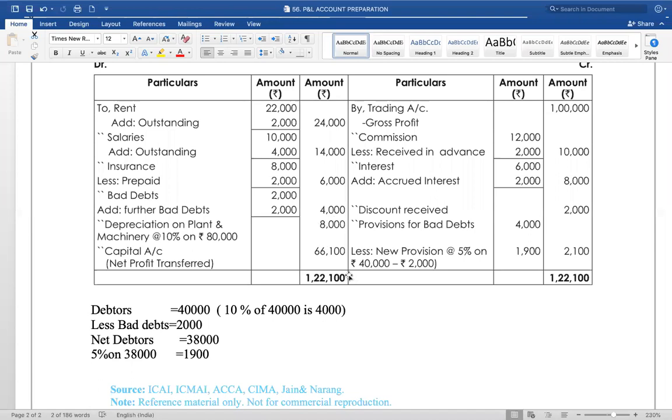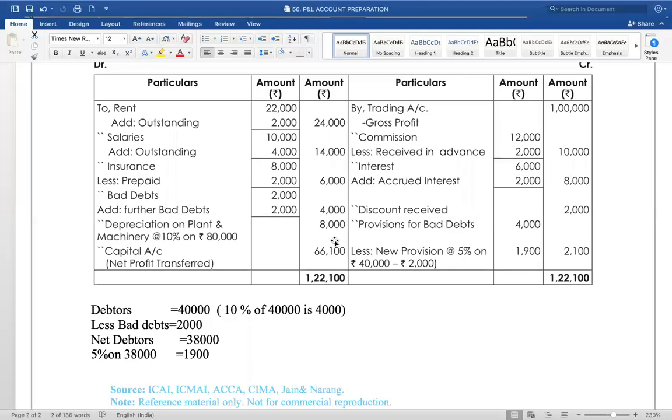So deduct 56,000 from 1,22,100 so that you get 66,100. What is the 66,100? This is to net profit. To net profit. Okay, all these items are 'to', all these items are 'by', and the last item that you get is to net profit.